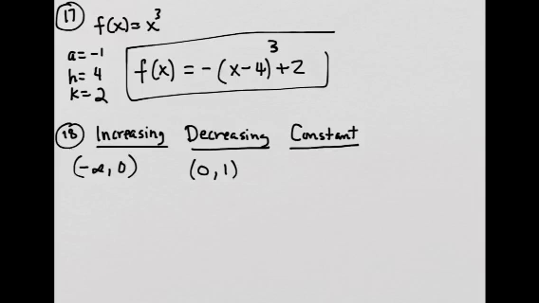it's decreasing. And then from 1 to 3, it's also decreasing. But it's a parabola shape on the right side. If you go from 1 to 3, it's also decreasing. It's going down. And then from 3 to infinity, the graph starts going back up. And at no point is it constant, so there's no constant for this particular one.